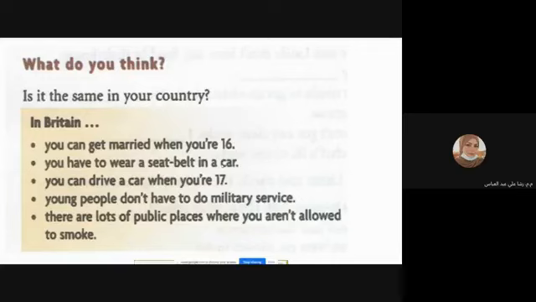There are lots of public places where you aren't allowed to smoke. Yes, what do you think? Public places. No, there is nothing like that. You can't smoke there. I think we have such a thing. In hospitals, in police stations, you can't smoke, I guess. So you think we don't have such a rule? Yes. We move to another slide.